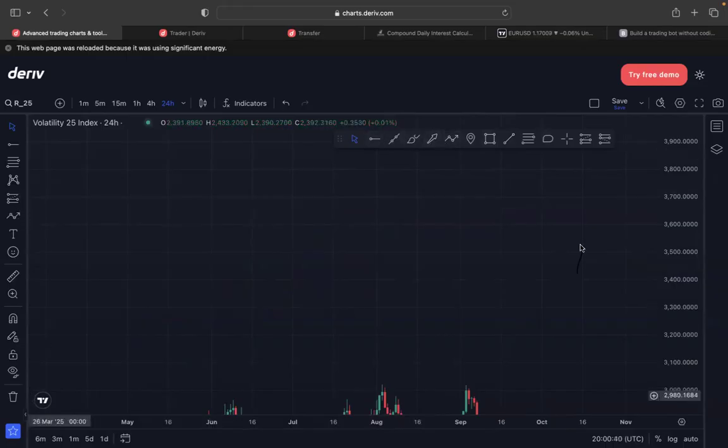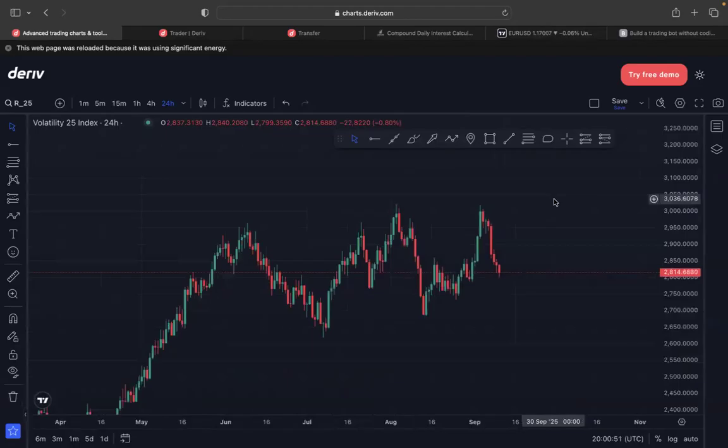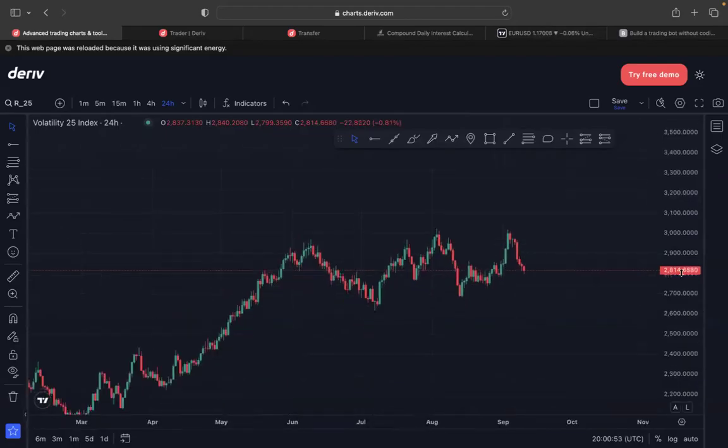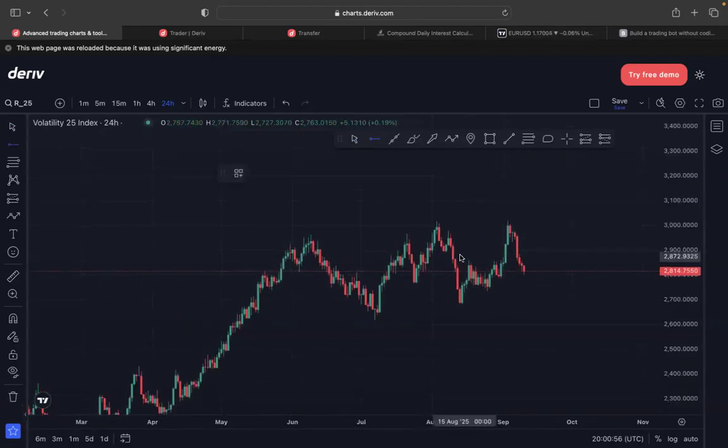Now, a lot of people are getting it wrong, and it's going to be a very big determinant of whether you win or lose a particular trade. Let's go to the chart here. This is Volatility 25 Index. Let's see if this was a break of structure. This was not a break of structure.